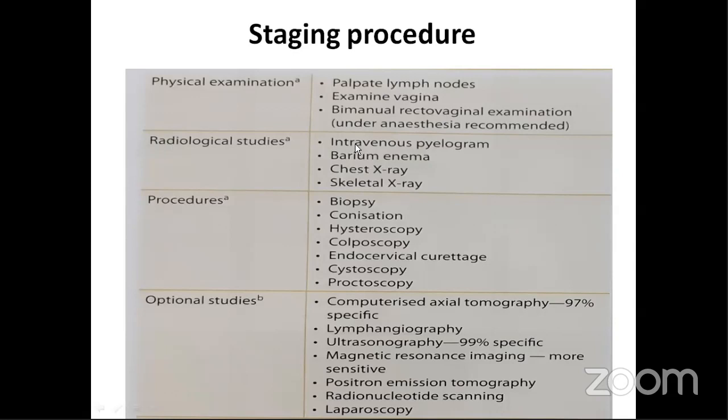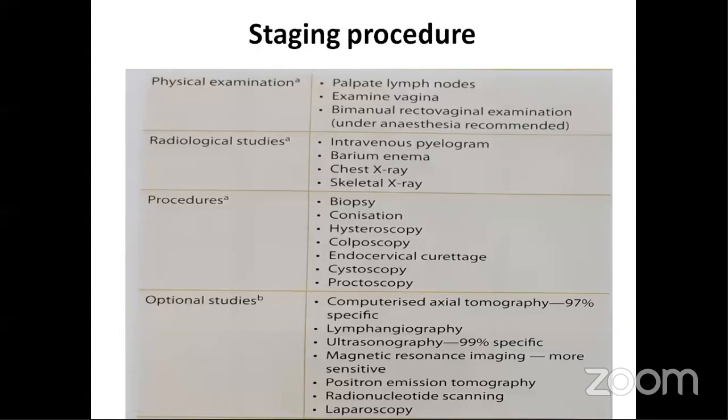Next is intravenous pyelography to know about the kidney, ureter, and bladder, barium enema to know about the bowel status, chest X-ray to know about metastasis into the lungs, skeletal X-ray to know again about metastasis into the bones, and then various other procedures to confirm. Especially you can see here endocervical curettage. Have you heard about something called fractional curettage?